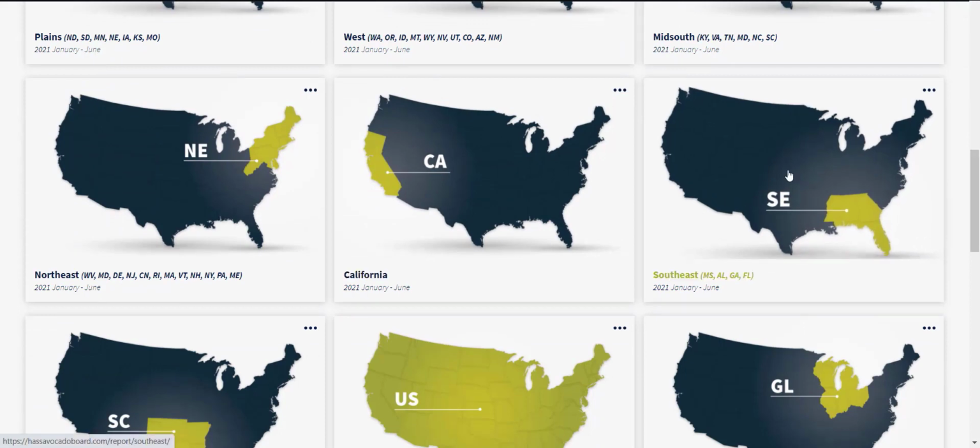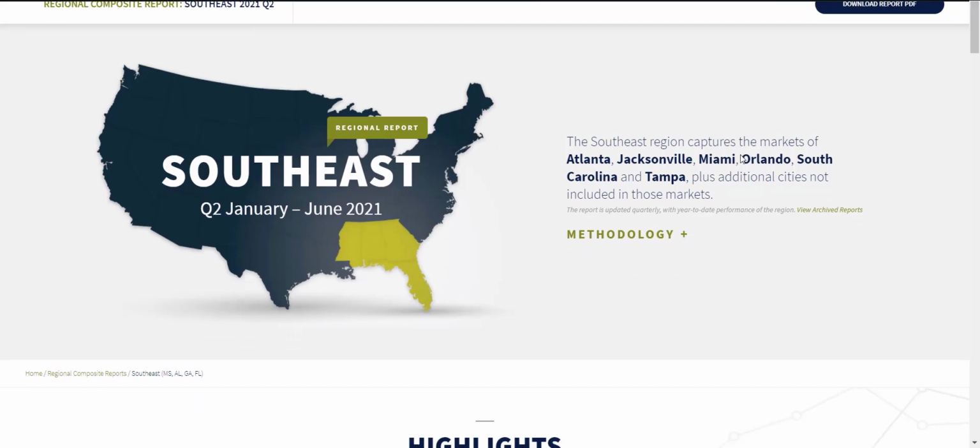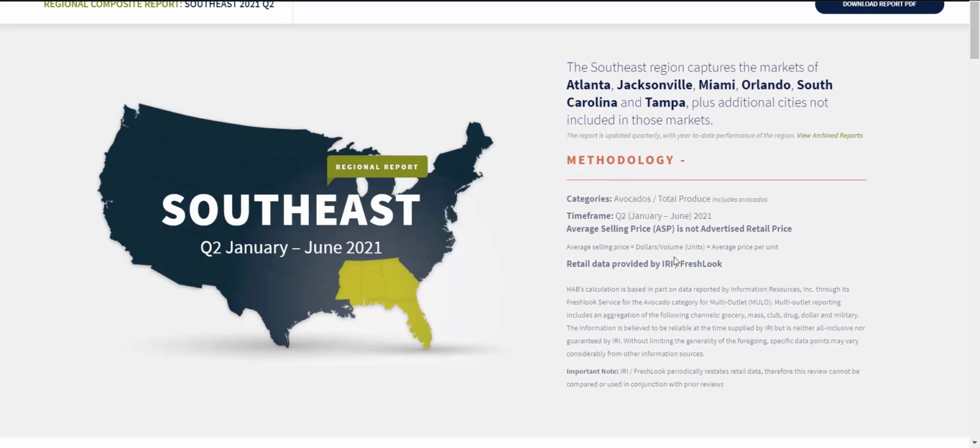I'm going to choose the Southeast region. The first section is an introduction of what the Southeast region represents and the markets captured in the data. And below you can see the methodology for each report.